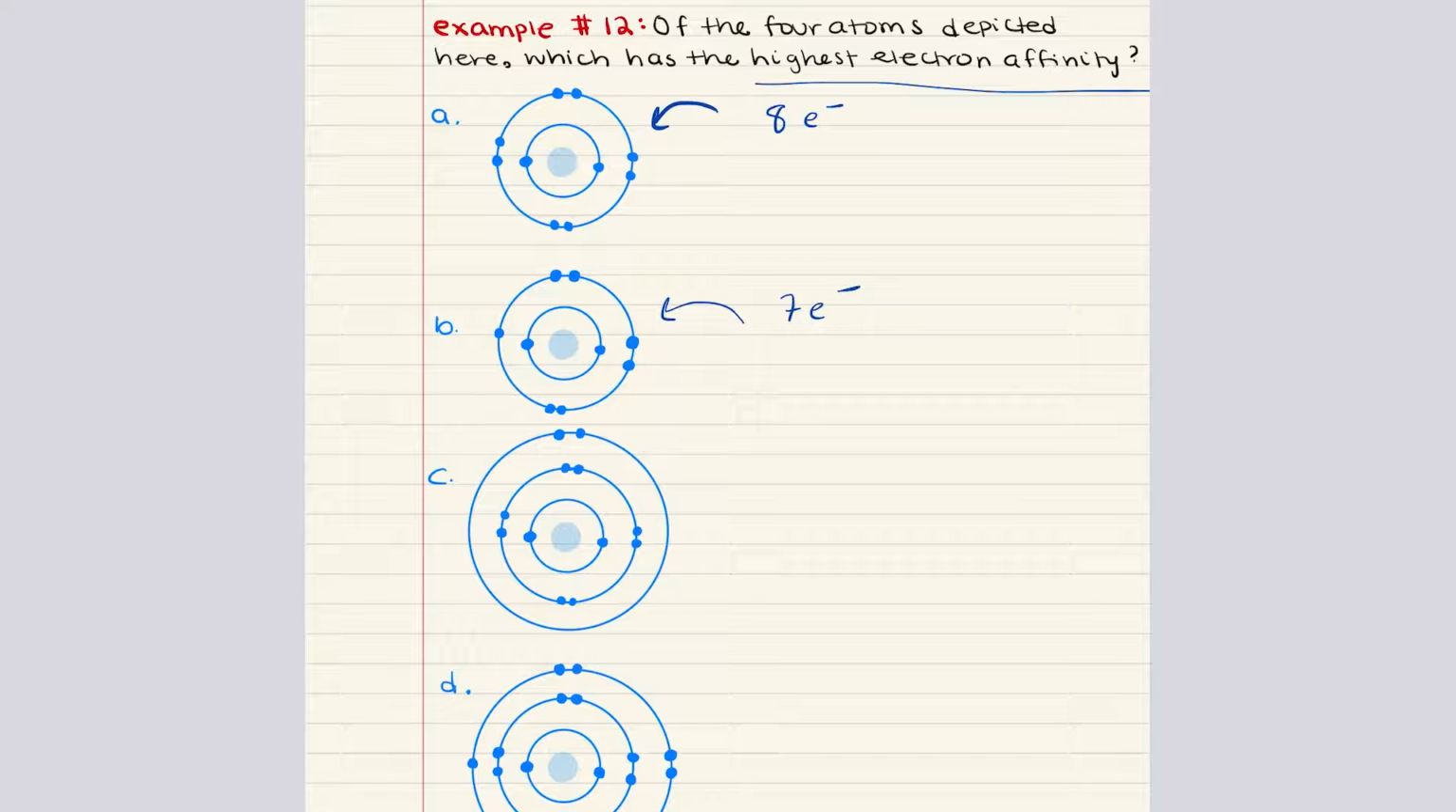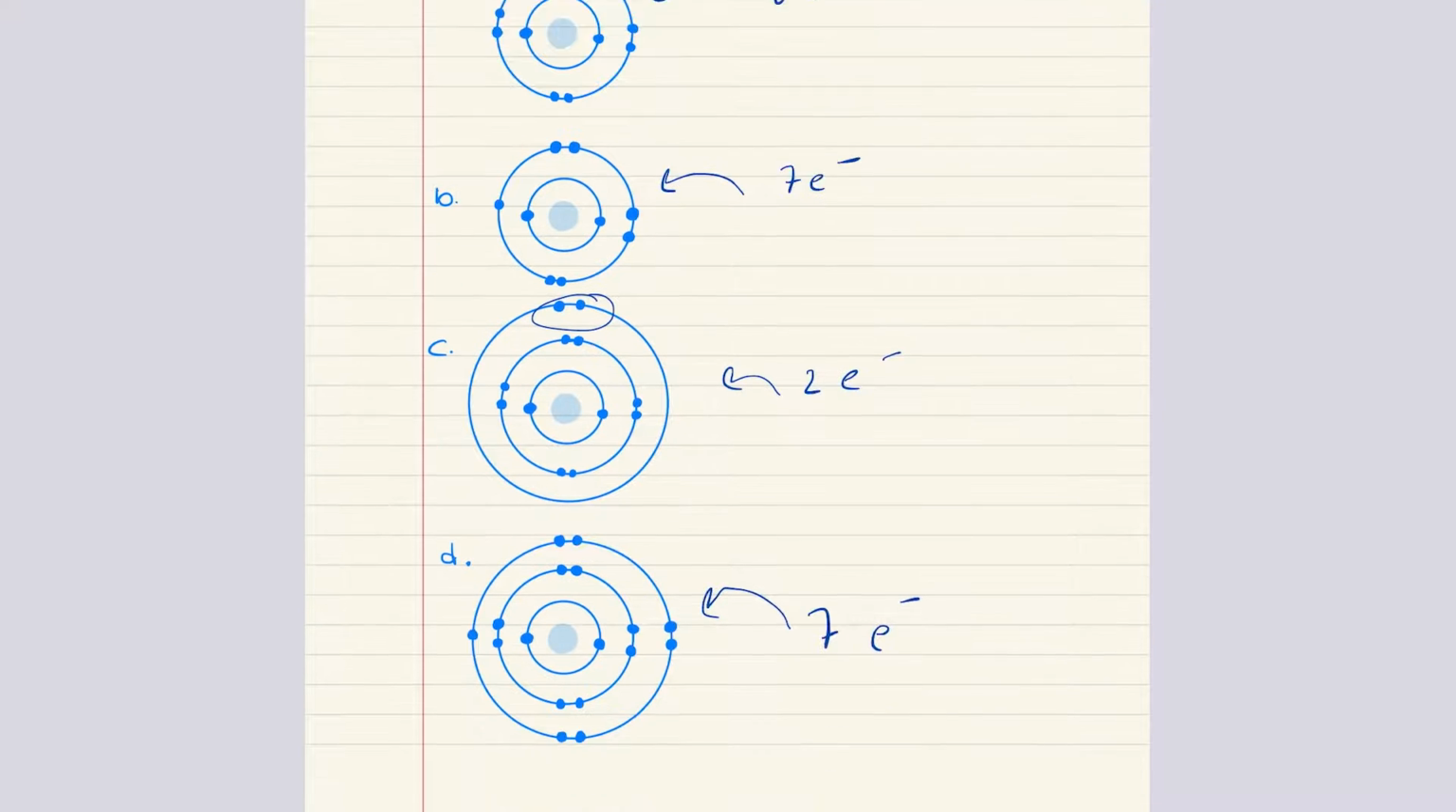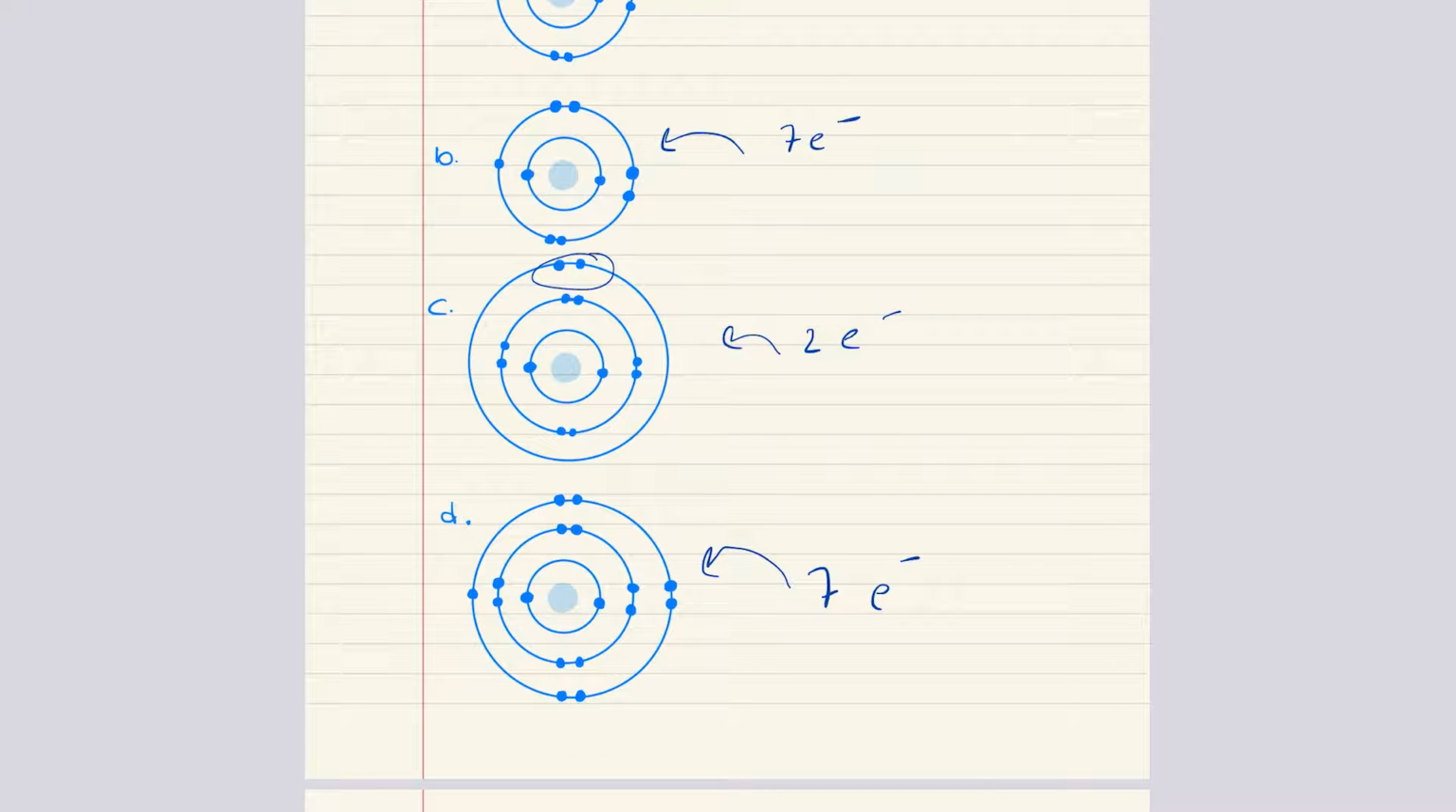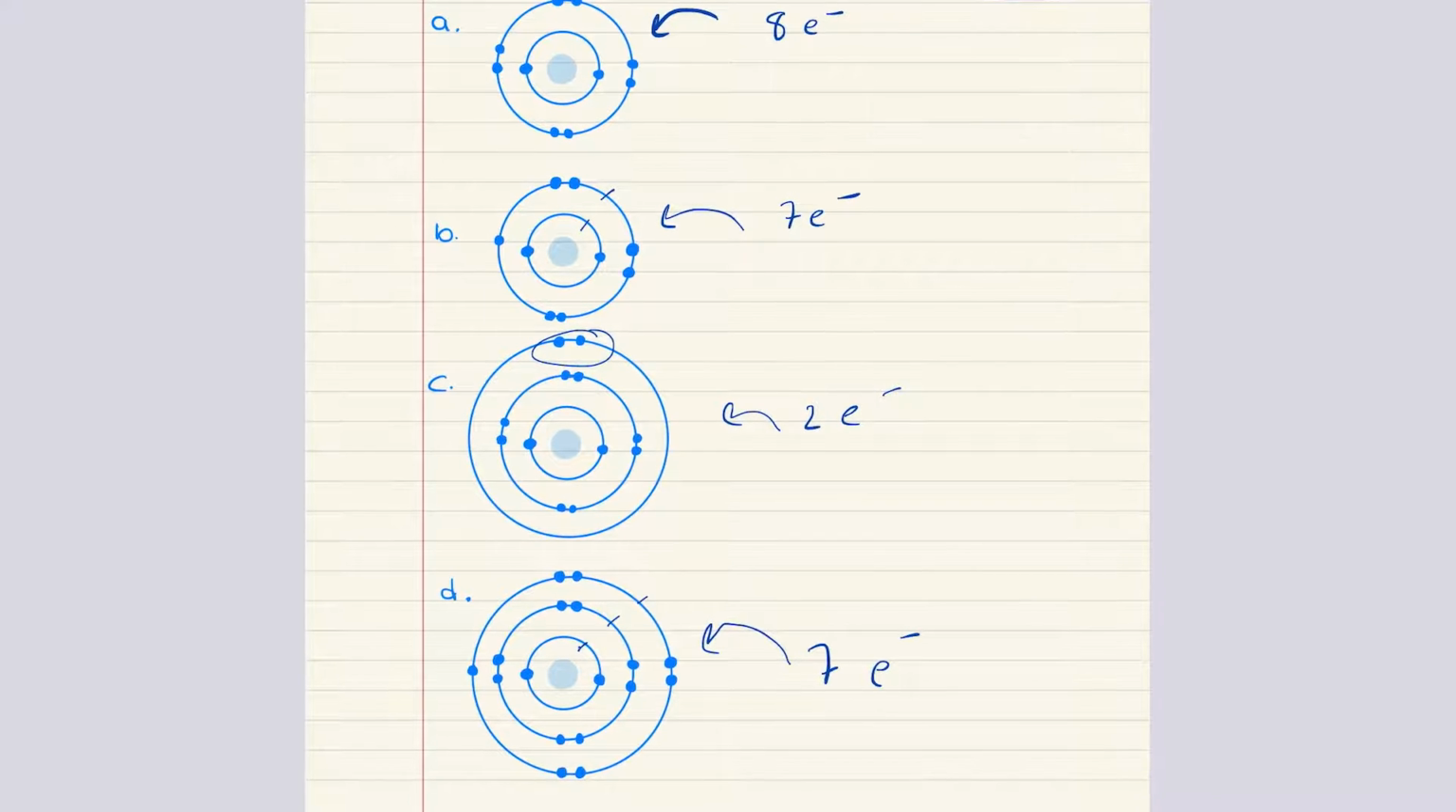This is very similar to the halogens, which need only one more electron to complete their valence shell. So this element has the possibility of having a high electron affinity. Then if we look at C, there are 2 electrons in the outer shell. And if we look at D, this one also has 7 electrons in its outer shell. Now for answer choice B, we have 2 shells, and for answer choice D, we have 3. Just looking at these possible answer choices, we can immediately eliminate A because it has a full octet.